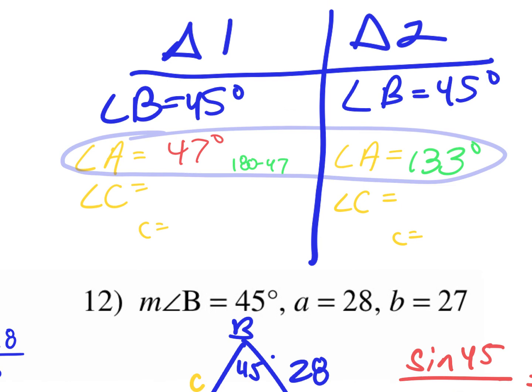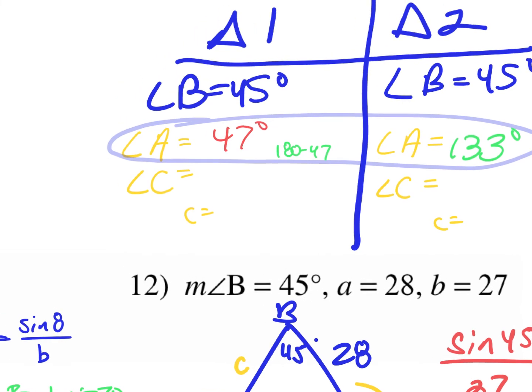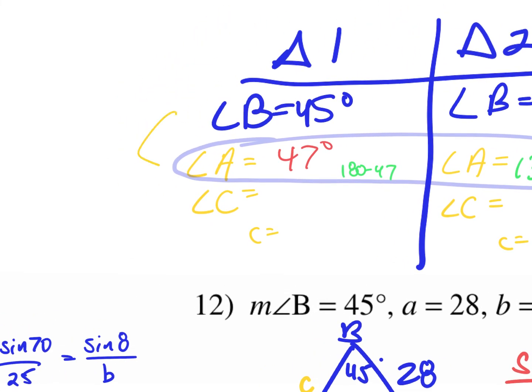Everybody with me? We're okay? All right, let's finish the first triangle. If the first two angles are 45 plus 47, that gives me a total of 92. All right, so I say 180 minus 92, and I get 88 degrees. Everybody okay with that?